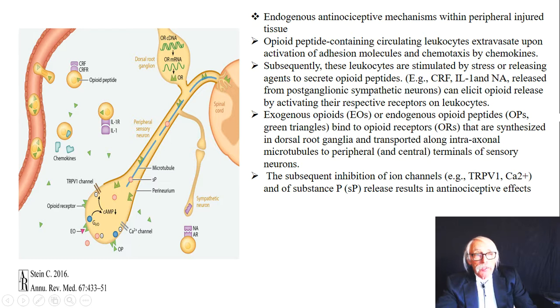So when the endogenous opioid peptides bind to the receptors, they are synthesized in the dorsal root ganglia and transported along intra-axonal microtubules to the peripheral and central terminals of the sensory neurons, okay? So that's this whole process that we've been talking about. Now, the subsequent inhibition of the calcium channels and also the TRPV1 and of substance P release results in overall anti-nociceptive effect. It's exactly what we talked about now 2 or 3 times.